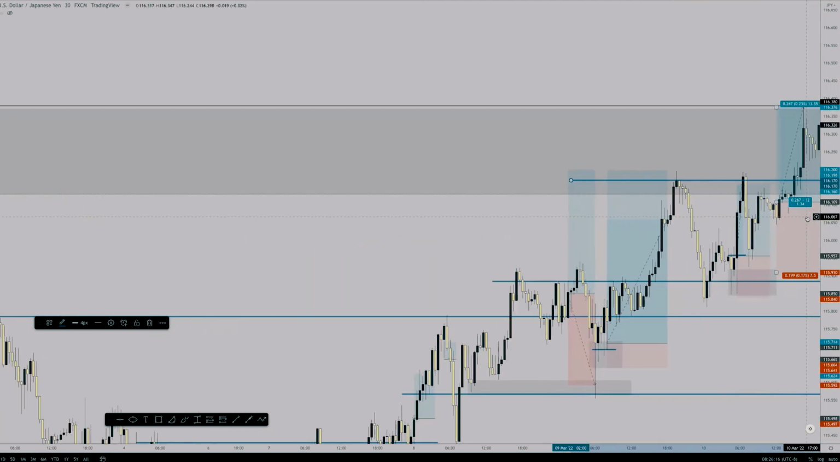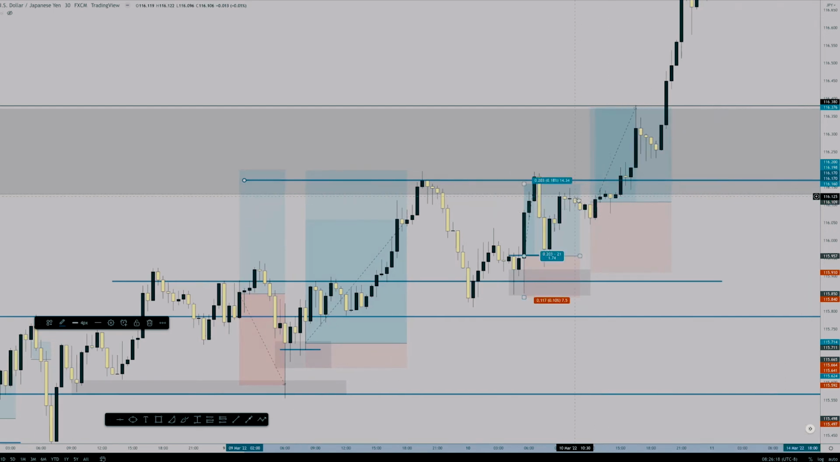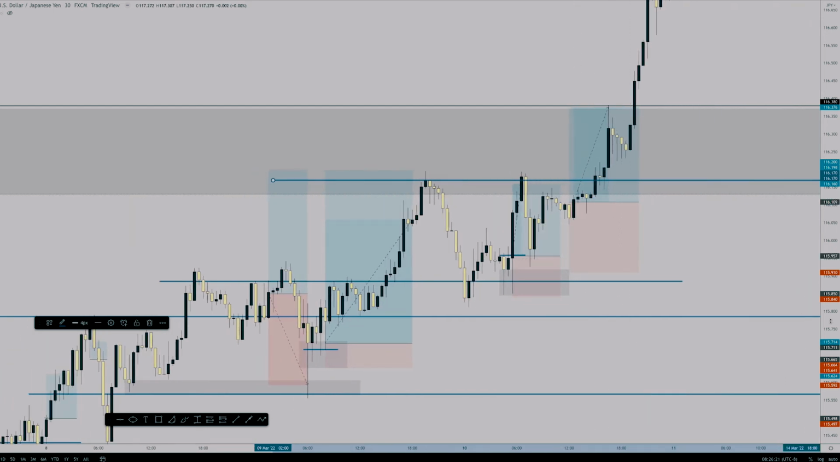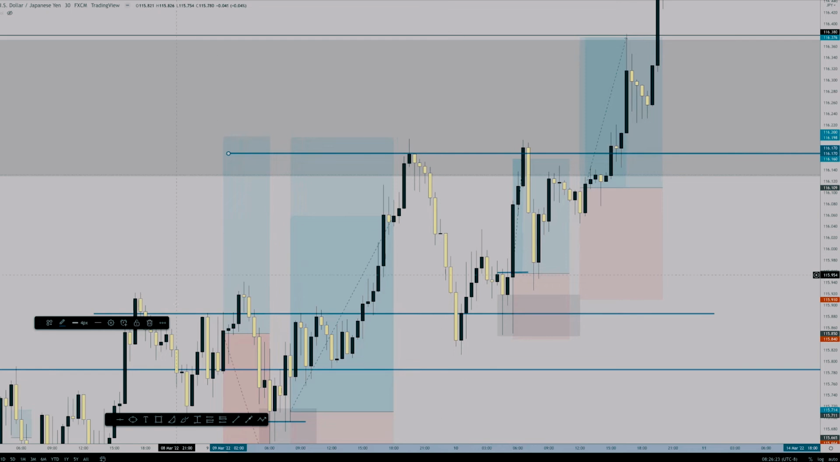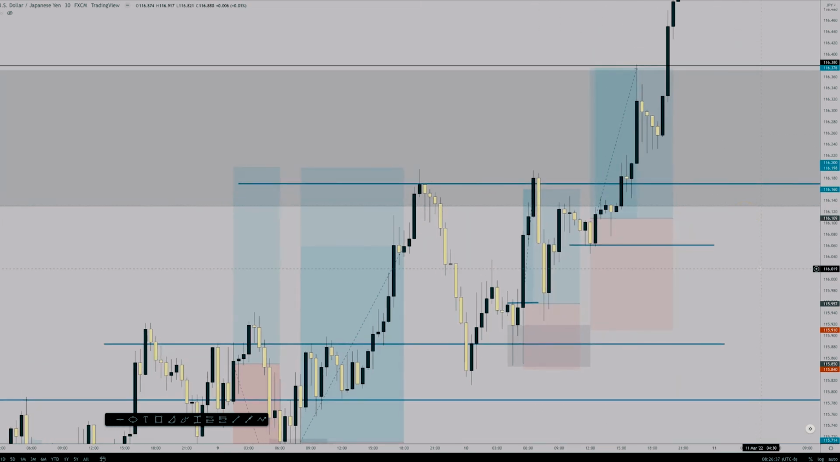Last trade is this one right here. So I took this trade based off of the same exact things: market structure, key levels, candlestick patterns. I noticed that there was a higher low formed here, and I noticed that the bullish momentum was still there, there were still a lot of buyers in the market.